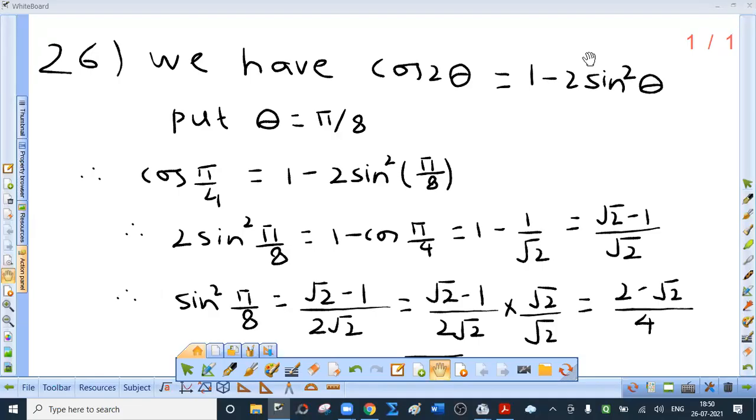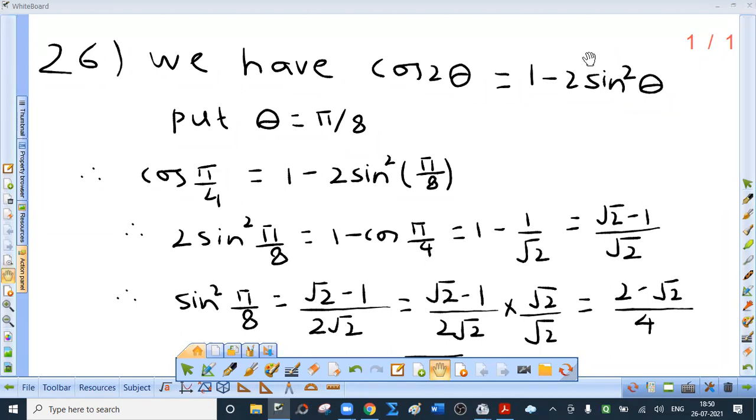26. Prove that sine pi by 8 is half root of 2 minus root 2. Now we begin with cos 2 theta equal to 1 minus 2 sine square theta. Put theta equal to pi by 8. So LHS becomes cos of 2 times pi by 8, that is cos pi by 4, equal to 1 minus 2 sine square pi by 8. Rearrange the terms. So 2 sine square pi by 8 is 1 minus cos pi by 4, which is 1 minus 1 by root 2.